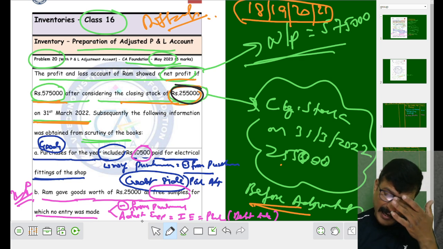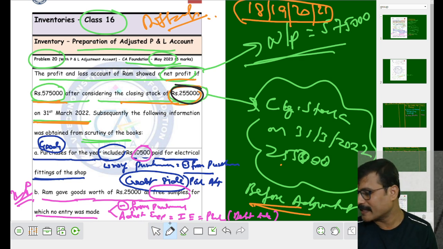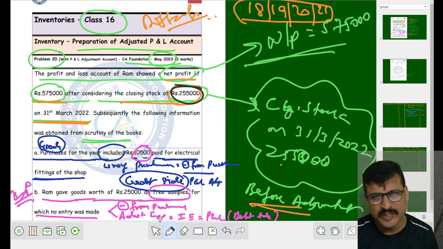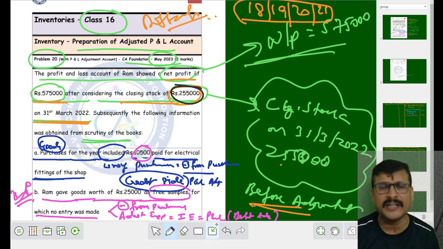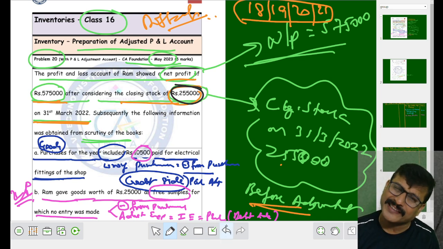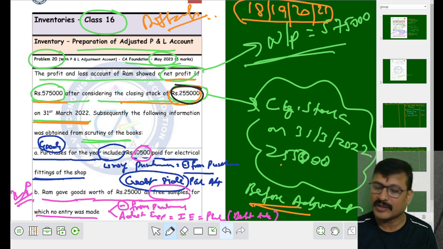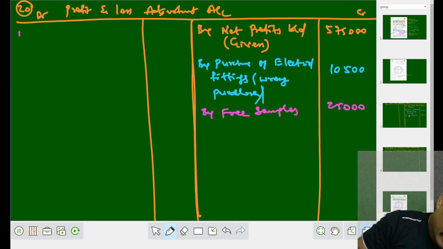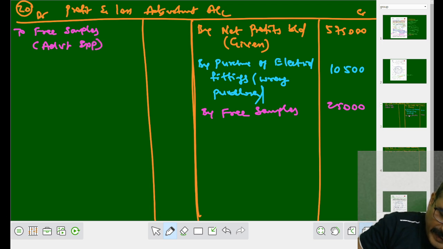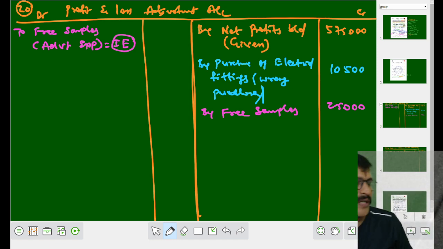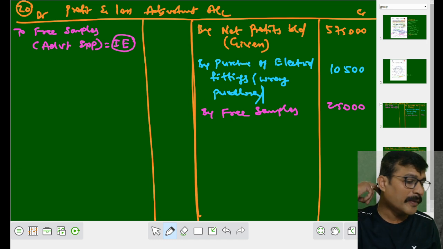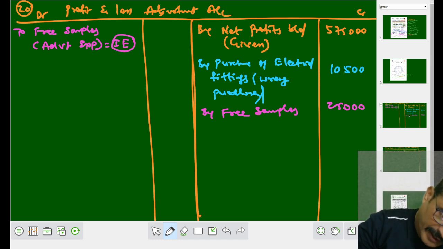Again, what to do? Further, it is a advertisement expenses. As a advertisement expenses, it is a indirect expenses. It comes in where? Profit and loss account. Profit and loss account is nothing but what? Profit and loss adjustment account. Where to record? In the debit side. What? To free samples (advertisement expenses), it is nothing but indirect expenses which comes in the profit and loss account. How much it is? Same amount of 25,000.